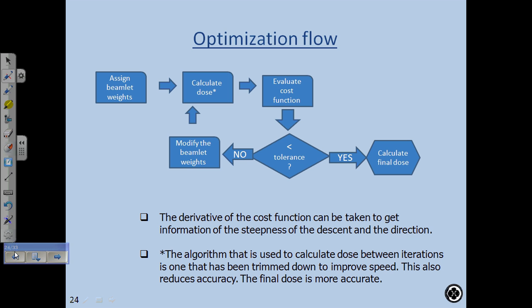And then this little star. The algorithm that is used to calculate dose between iterations is one that has been trimmed down to improve speed. This also reduces accuracy. The final dose is more accurate. Imagine, you know how long it takes when you hit calculate on a treatment planning computer to calculate beams. Depending on the complexity, it could be 10 seconds, 20 seconds. If it takes that long for every iteration, you would sit there for a long time because there are hundreds of iterations.